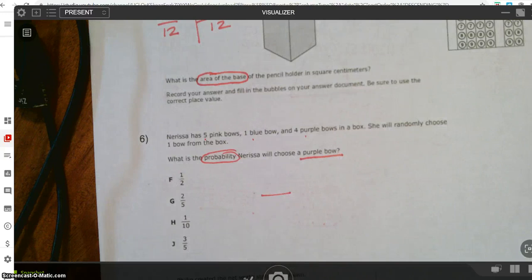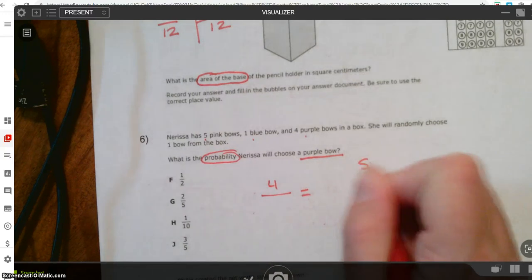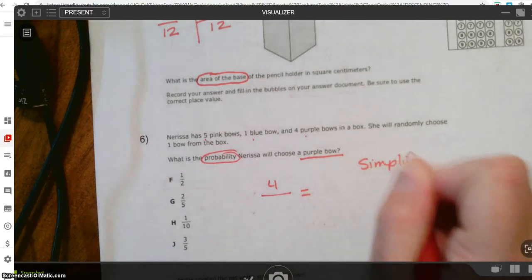How many are purple? Well, 4 are purple. I'm going to let you figure out the bottom. And then your job is to simplify. I need you to make sure you simplify because that's how you will find the right answer.